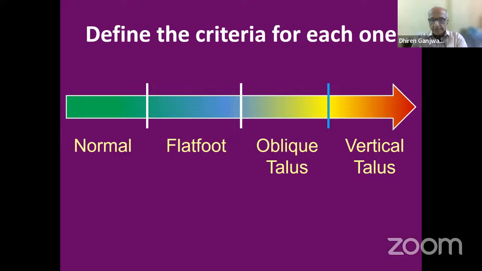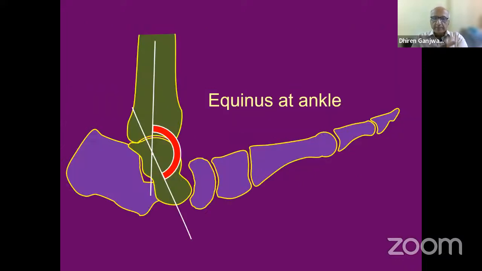At the end of my talk, I will give you an idea of how this paper is going to help. So let's start with the basic understanding. When we talk of vertical talus, there are two components of the deformity. The first is an equinus at the ankle, and that's because of the short tendo Achilles and maybe because of the capsular contracture of the posterior ankle and subtalar joint.